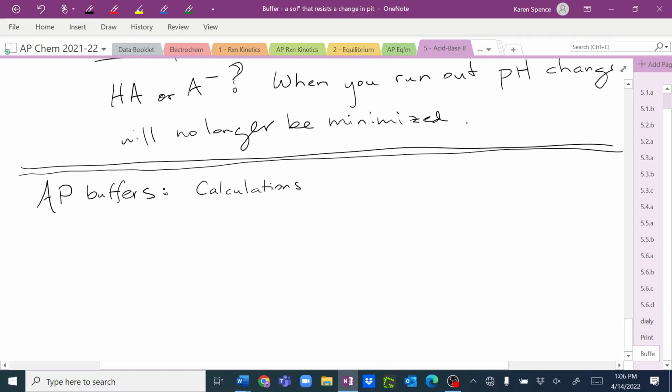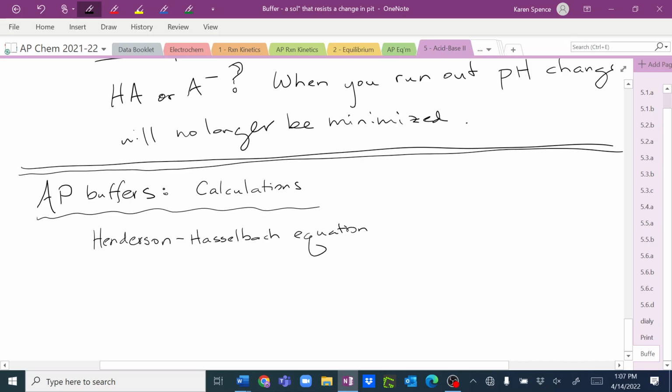I'm going to give you a quick and dirty version, and then I'm going to send you home with something you can read that shows you how you can do it another way. Okay? There is an equation. It is called the Henderson-Hasselbalch Equation. Have you heard of this before? Henderson-Hasselbalch?